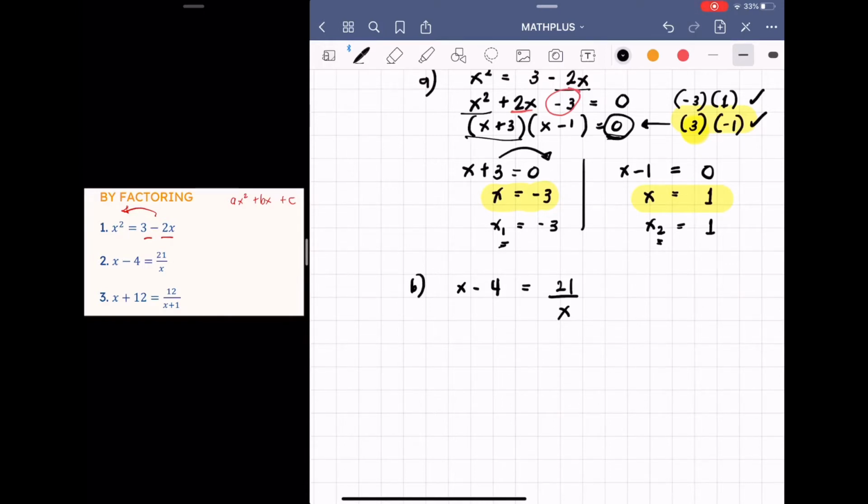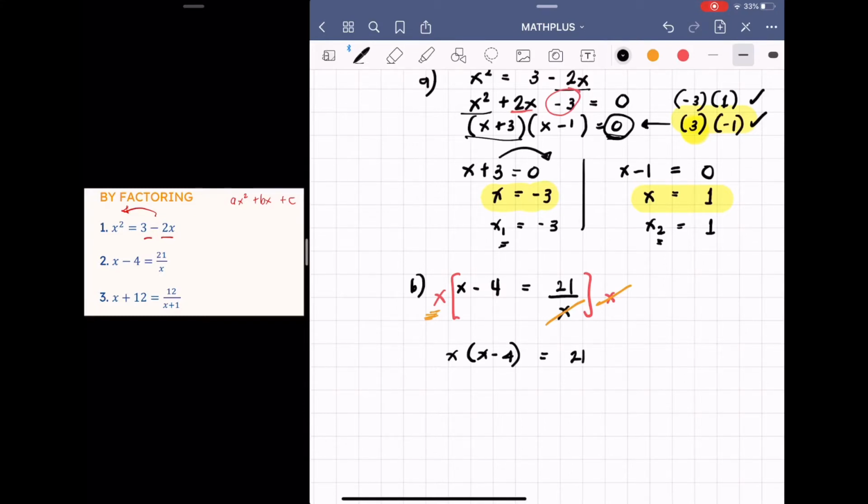So our goal here is to remove the fraction by simply multiplying both sides by x. Because if you multiply the right side by x, that cancels x in the right side, thus removing the fraction. But since we have to maintain balance in the equation, what you do on the right, you do on the left also. So I multiply the left side by x also. What would happen? You will get x times x minus 4 on the left side of your equation, but on the right side, you'll only get 21.